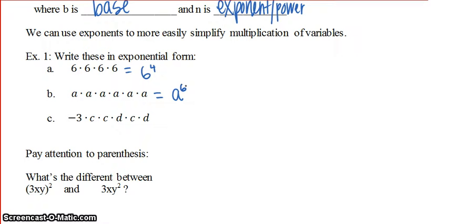Now we have this one, some mixture of it. So we have -3. We have C, and that is being raised to the 3rd power, because there's 3 of them. So C is the base to the 3rd power. And then we have D, but that's raised to the 2nd power. Now keep in mind that 3 is only going to the C and that 2 is only going to the D. There's no power for -3.